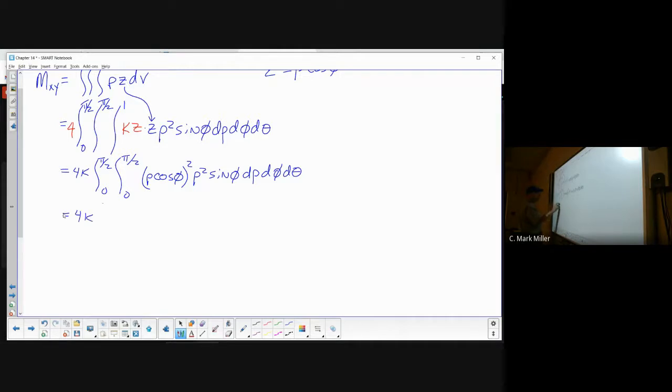4k integral 0 to pi over 2. Let's get the trigonometry stuff out of here. Cosine squared phi sine phi. Then we have a rho squared from these parentheses, another rho squared. That's a rho to the 4th. Integrating that is rho to the 5th divided by 5 from 0 to pi over 2.